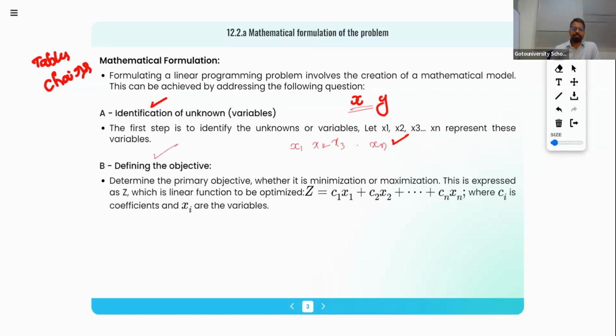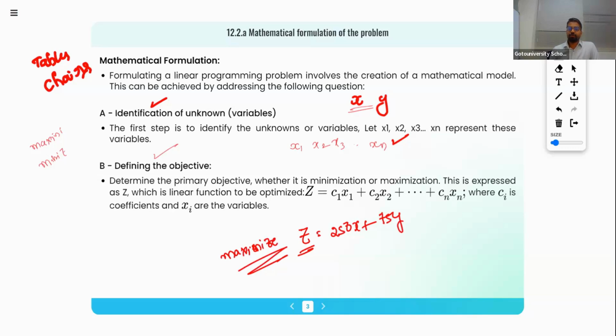Next, defining the objective. So what is the objective? To maximize the profit or minimize the loss or minimize the expense. Something will be there, no? So that we have to understand. That is z. What is the z we got in the first example? That is 250x plus 75y, which was actually maximizing the profit z. Remember?